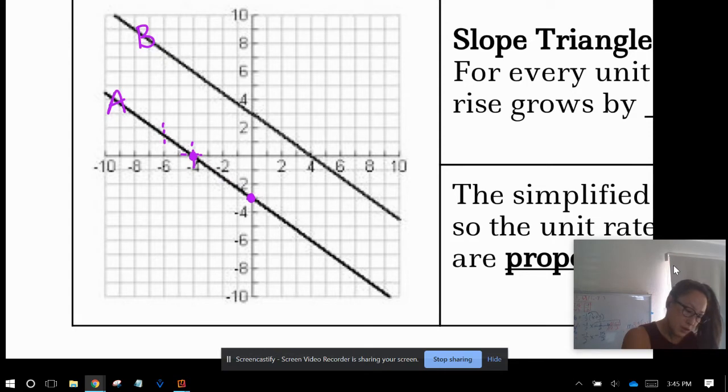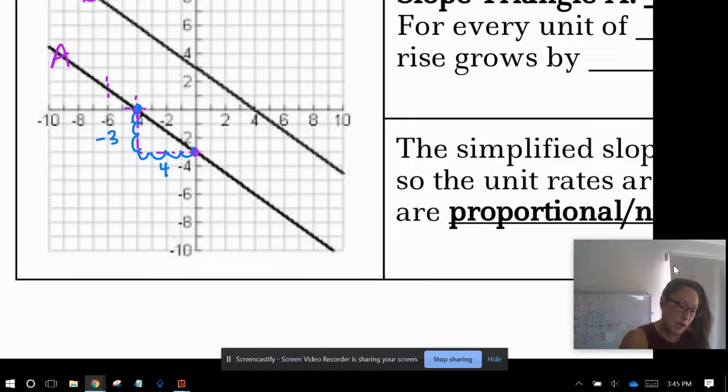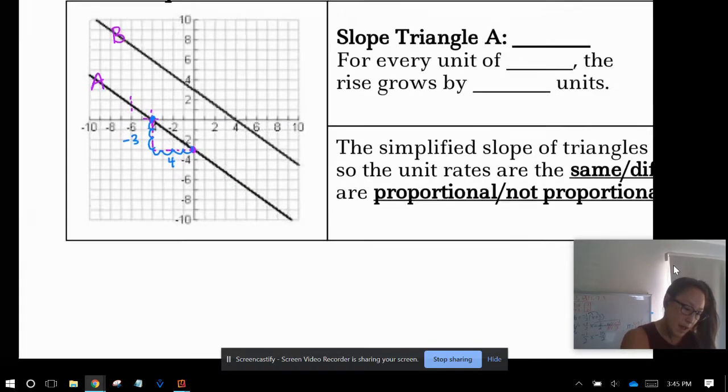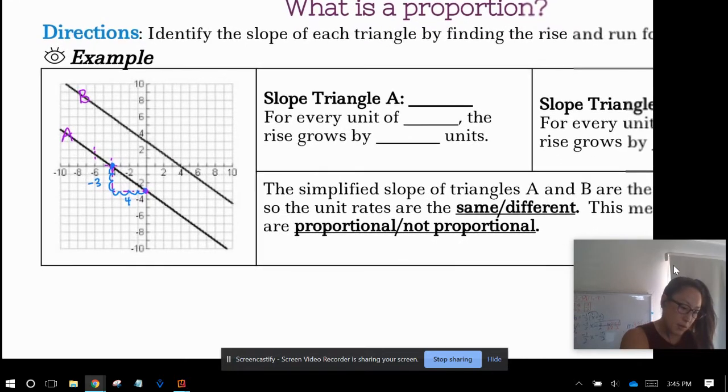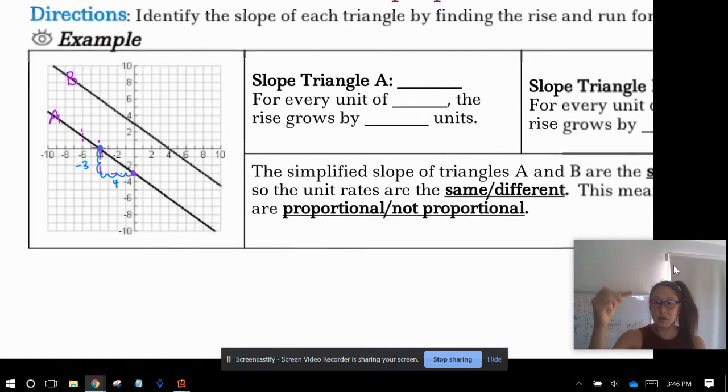Okay, go ahead and draw in my slope triangle. So I draw straight down and then straight to the right. I'm going to move from this top dot to the purple dot. So I'm going to go down 1, 2, 3. Since it's down, I'm going in the negative direction, -3. And to the right, 1, 2, 3, 4. So my rise for triangle A is -3, my run is 4. So for every 3 units I go down, I have to move over 4.